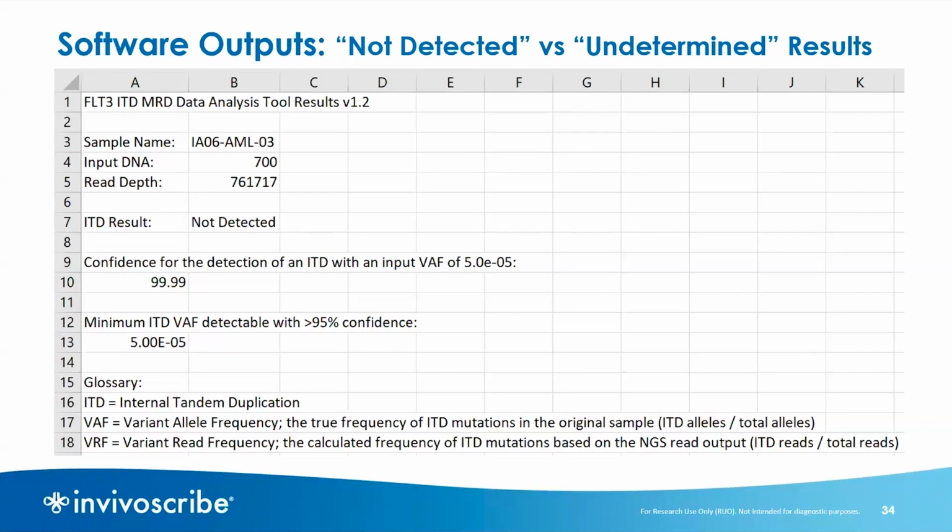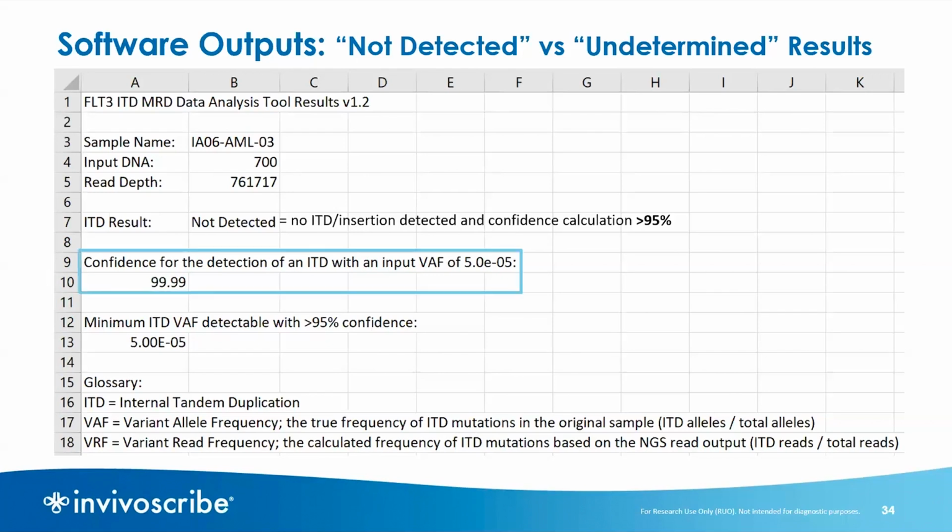So I'll go over the differences between not detected and undetermined results. Here we have a not detected result, and this is when you don't have an ITD or insertion detected, and the confidence calculation is greater than 95%. So how do we get this confidence calculation? Well, in the software, we have this confidence calculator, and the question we're asking is, what is the confidence to detect a hypothetical ITD with an input VAF of 5e-5? And so what the calculator does is it takes in these two pieces of information, the input DNA amount and the read depth, which in this case are both high, and then provides us with this calculation of 99.99%. So very high confidence. It's above our 95% threshold, and therefore our ITD result is not detected.